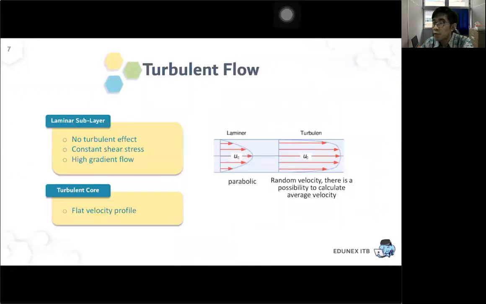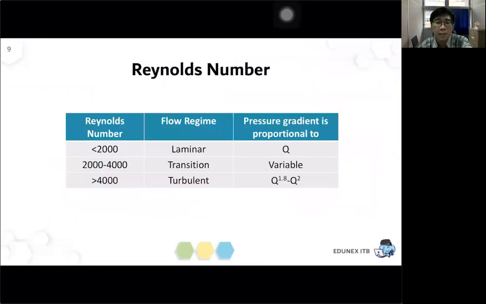The value of Reynolds number, how to differentiate the flow regime: if the Reynolds number is less than 2000, it can be classified as laminar. And if it is higher than 4000, then it can be classified as turbulent. Later, when we discuss the pressure drop, we will discuss it further.